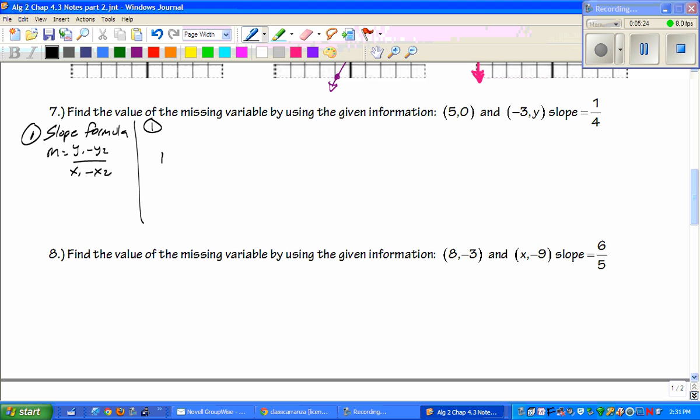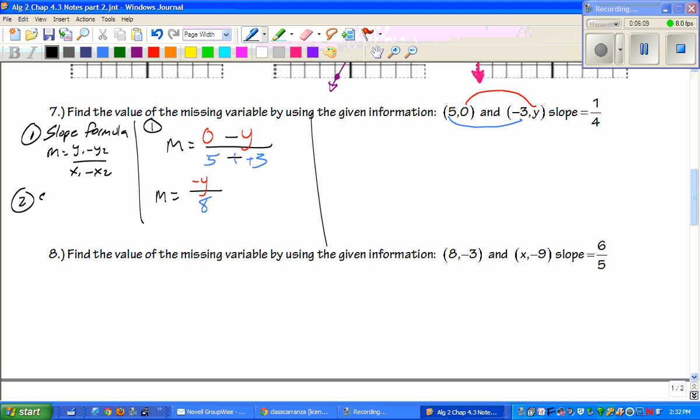So here's step 1. We always talked about just writing down the formula like that. 0 minus y on the top, and on the bottom is 5 and negative 3. So on the top, 0 minus y is just going to be minus y. On the bottom, we do the subtraction and we get 8. So there's my slope.